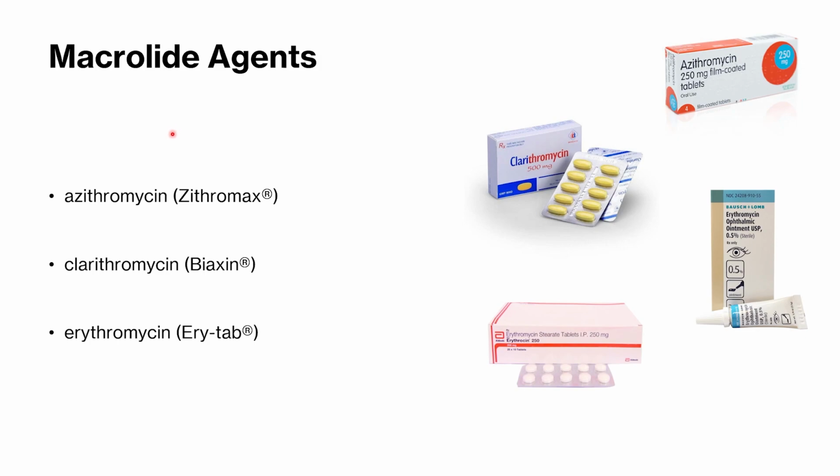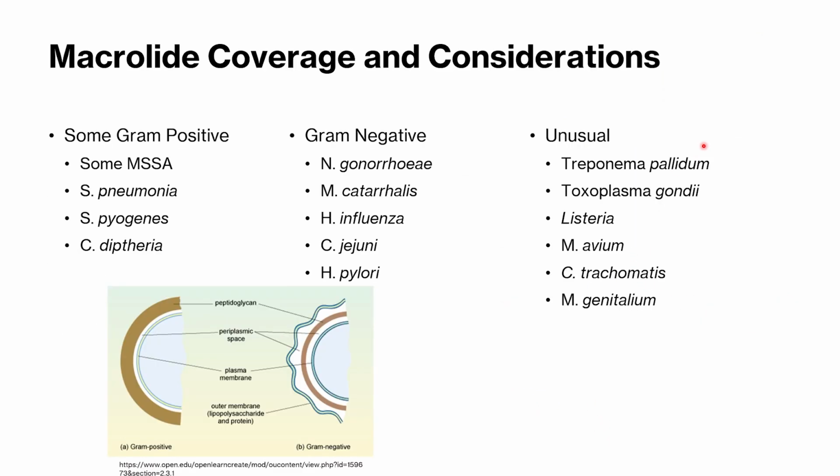So what are the macrolide agents? There's azithromycin, clarithromycin, and erythromycin. I'm sure you see azithromycin all the time. Erythromycin is often seen as an ophthalmic ointment, but there are pill forms as well.